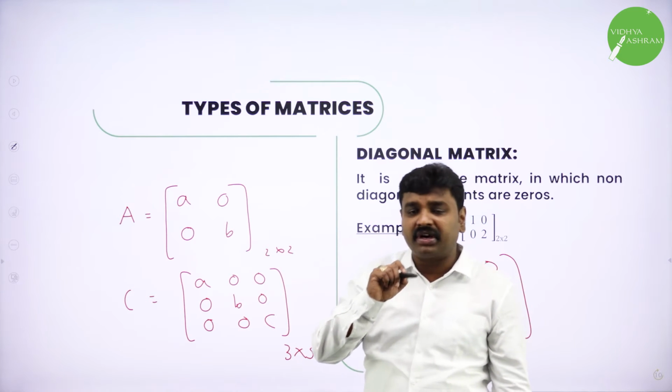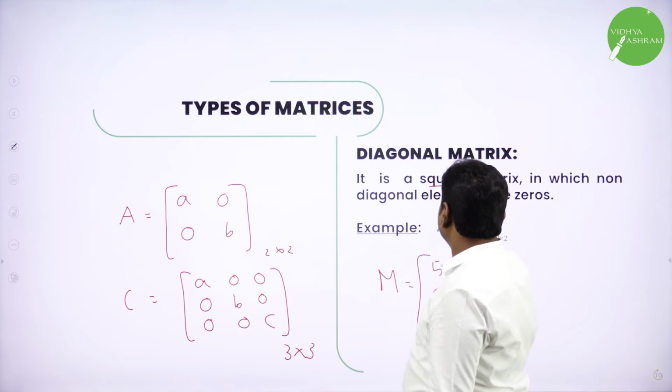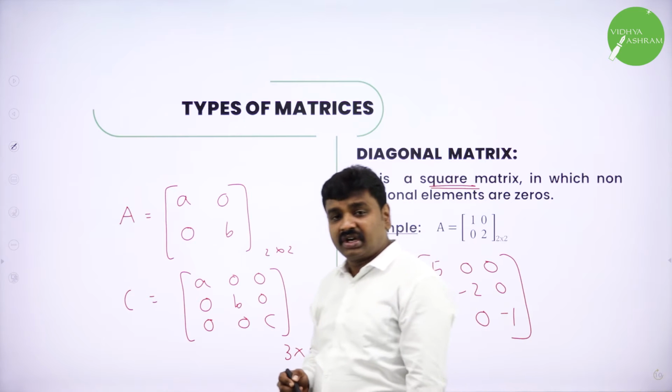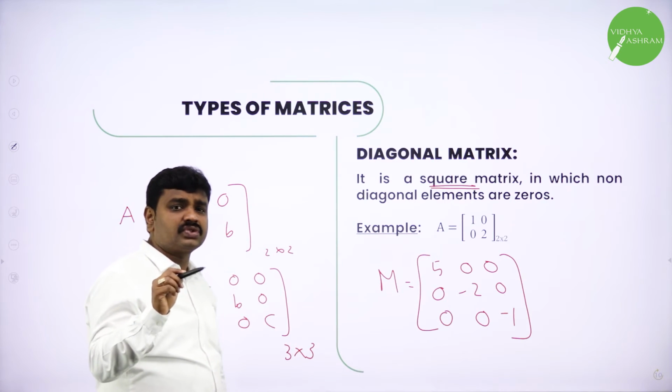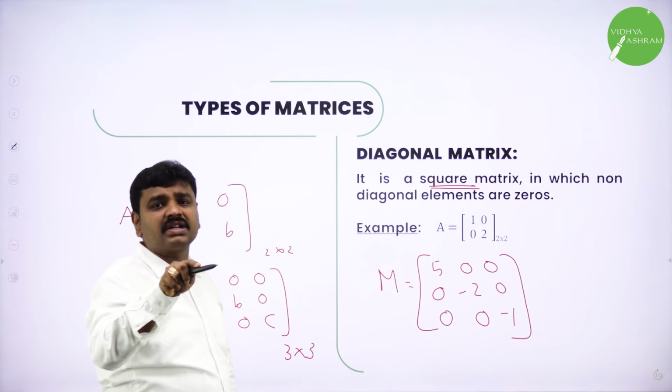What is a diagonal matrix? It is a square matrix. You should not forget to write this. It is a square matrix in which non-diagonal elements are zeros, or elements other than the diagonal are zeros.